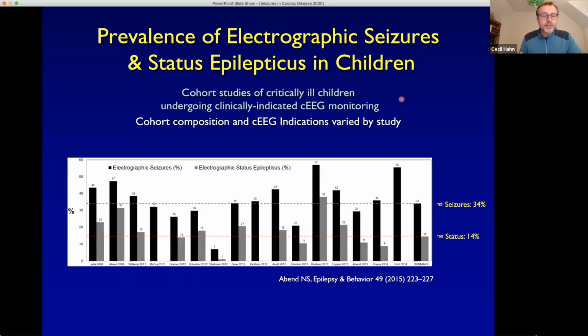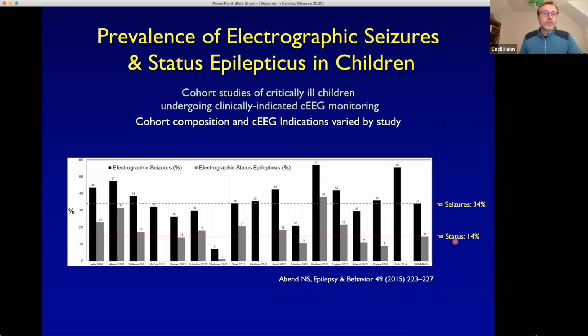So how common are seizures really in the ICU setting? This slide is a summary of lots of studies from an ICU setting in children, and it shows you the prevalence of seizures and status epilepticus, which means continuous or intermittent seizures lasting more than 30 minutes. You can see overall the mean prevalence was 34%, and 14% for status epilepticus.